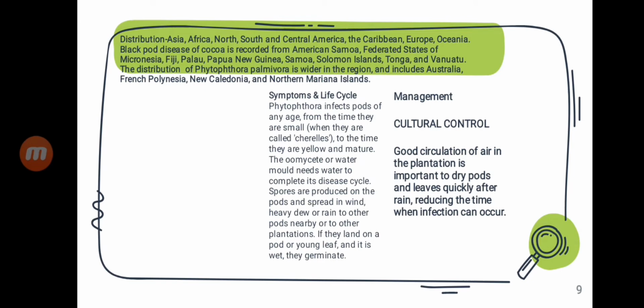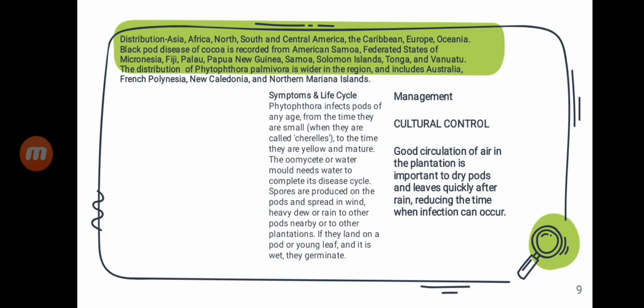Distribution: Asia, Africa, North, South, and Central America, the Caribbean, Europe, Oceania. Black pod disease of cocoa is recorded from American Samoa, Federated States of Micronesia, Fiji, Palau, Papua New Guinea, Samoa, Solomon Islands, Tonga, and Vanuatu. The distribution of Phytophthora palmivora is wider in the region and includes Australia, French Polynesia, New Caledonia, and Northern Mariana Islands. Symptoms and life cycle.